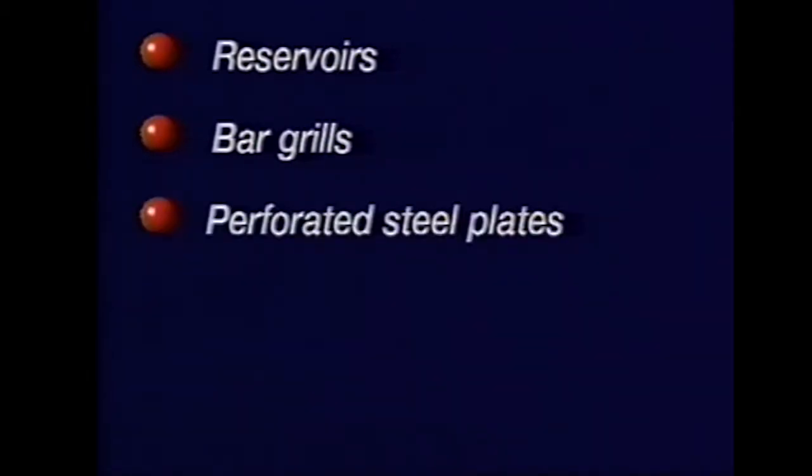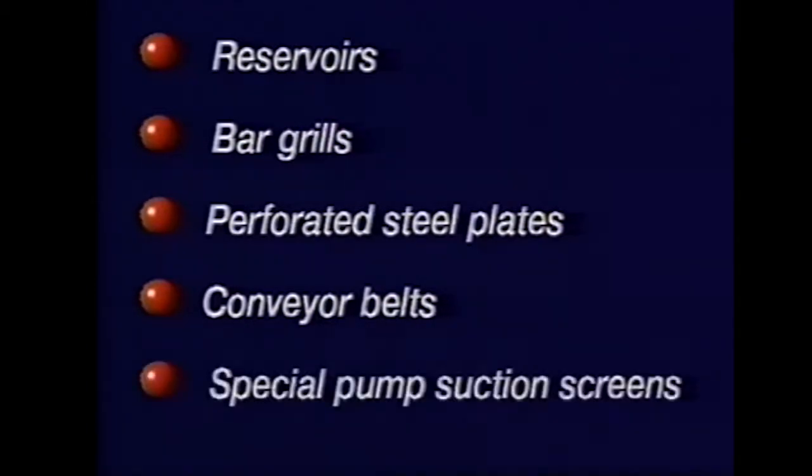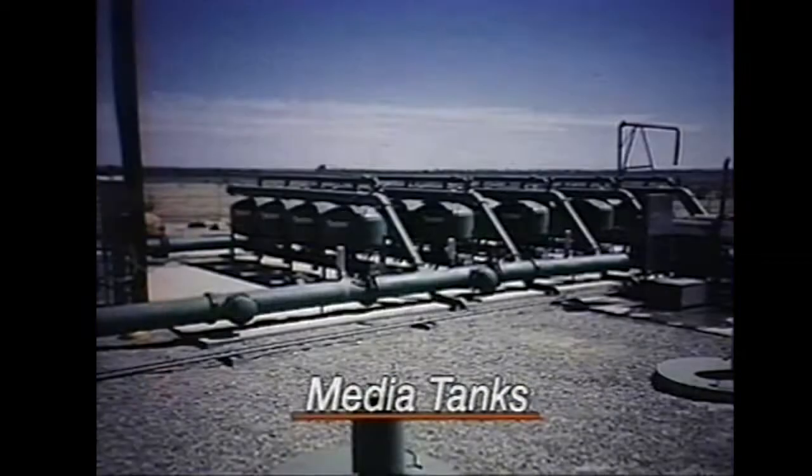In summary, pre-filtration removes problems which might otherwise overwhelm the regular filtration system. Key types of pre-filtration are reservoirs for aeration of iron and removal of sand, bar grills, which are the least effective, long perforated steel plates, conveyor belts, which are very effective for heavy trash loads, and rotating self-cleaning pump suction screens. Media tanks are the most popular primary filter for very dirty water situations.